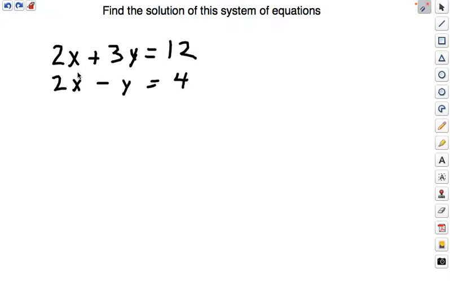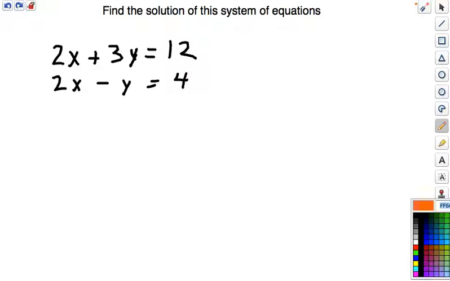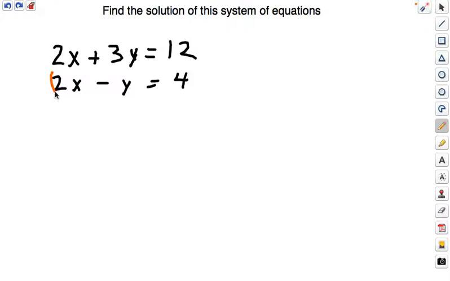What we want to do is look at a way to cancel out either an x or a y. If we can cancel out an x or a y, then we can solve for one of the variables. So in this case, I have a 2x and a 2x. So if I were to multiply one of these by -1, then I could cancel out those 2's. So I'm going to go ahead and do that. You can do either one, but we'll just do this one here. So we're going to multiply this by -1, and we'll multiply the right side of the equation by -1 as well.